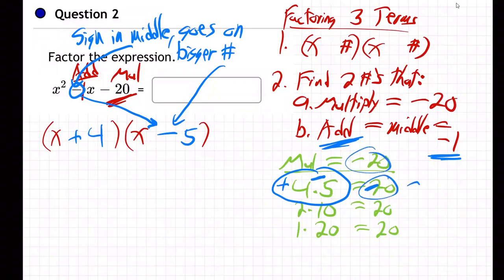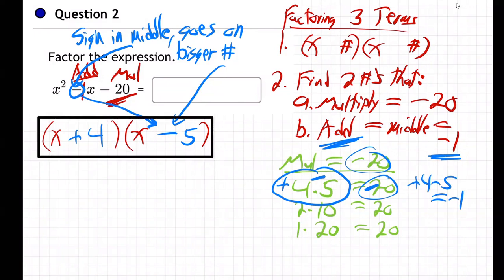And what do they add to be? Plus 4 minus 5 adds to equal -1, doesn't it? Think about money. If you gain $4 and lose $5, you're down $1, right? They add to be -1. So that's it. We're done. That's the right answer. Again, not required. We're done at this point. This problem's over. Let me put a box around it. That is our answer. Game over.